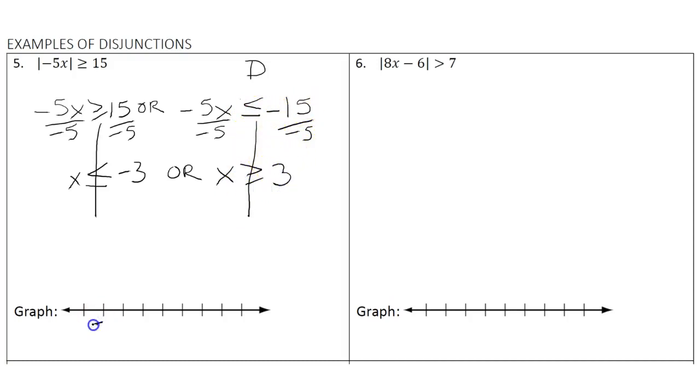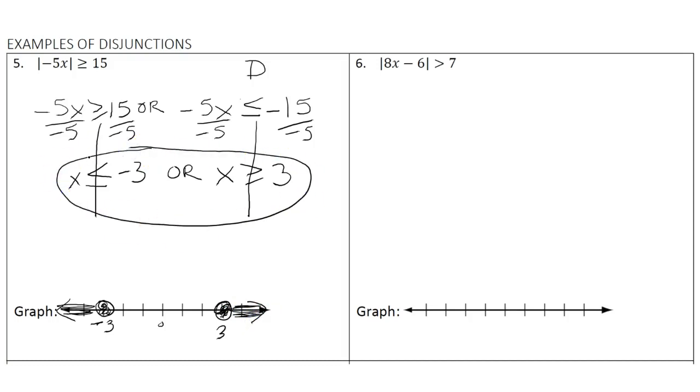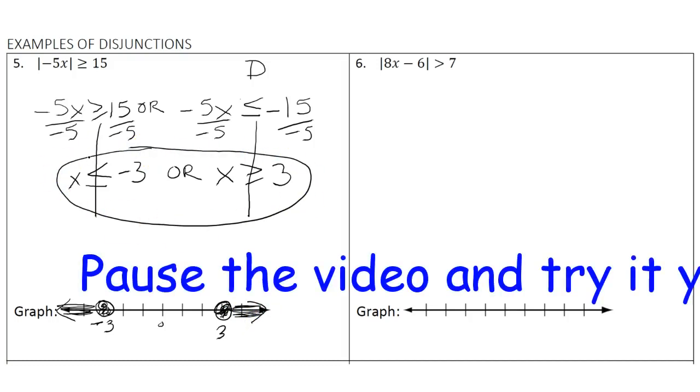Our result then is x is less than or equal to negative 3, or x is greater than or equal to 3. Draw two solid circles and make sure the arrows point away from each other. The solution to a disjunction will always have the arrows pointing away from each other. Now pause the video and try the next example yourself.